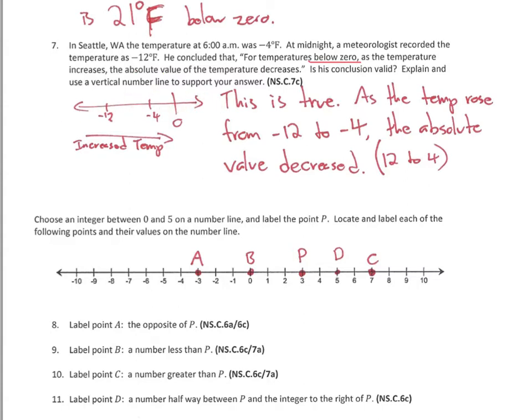So here I have another number line, and if the temperature was increasing, it would be going to the right. So we'd be going negative 12, negative 11, negative 10, eventually we get to negative 4, then we get to 0, and then we start going positive.